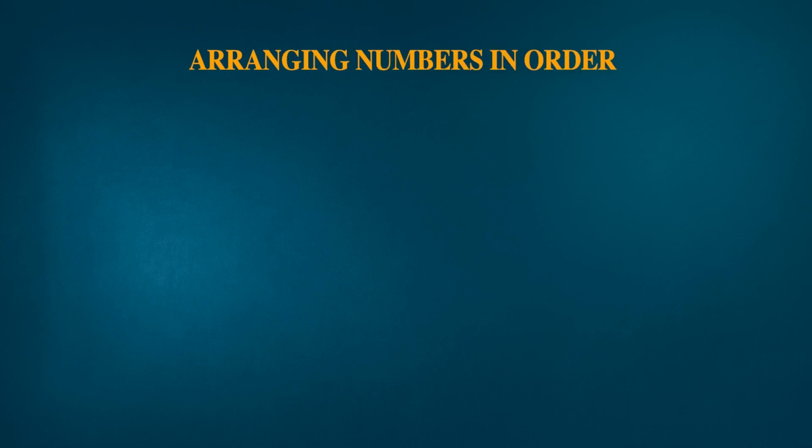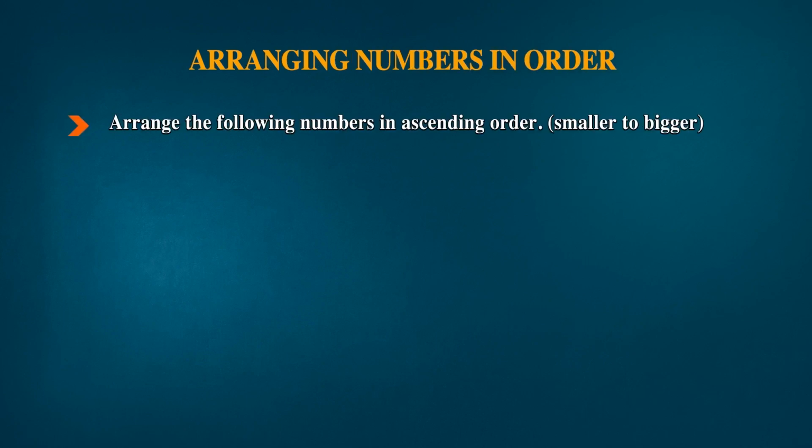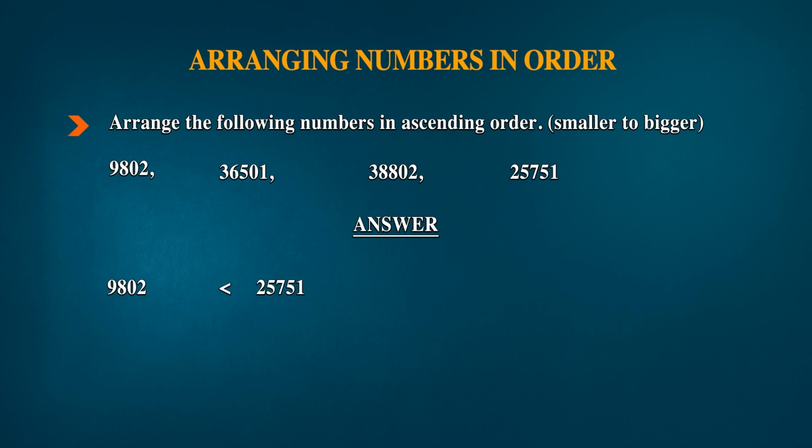Arranging numbers in order. Arrange the following numbers in ascending order. Ascending means smaller to bigger. Numbers are 9802, 36501, 38802 and 25751. Now, we will compare the numbers. Clearly, 9802 is a 4-digit number while all the other numbers are 5-digit numbers. As we know that a number with fewer digits is always smaller than the numbers with more digits. So, 9802 is the smallest number out of all given numbers.